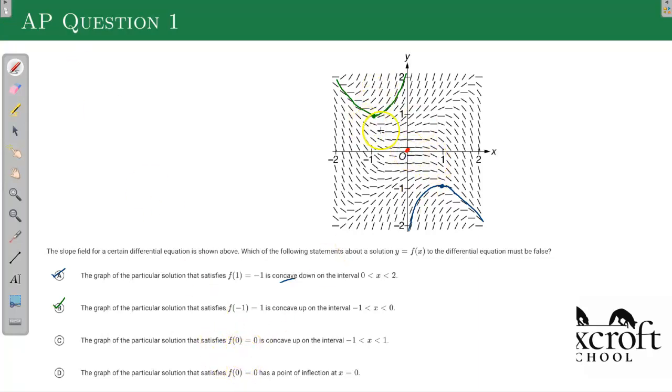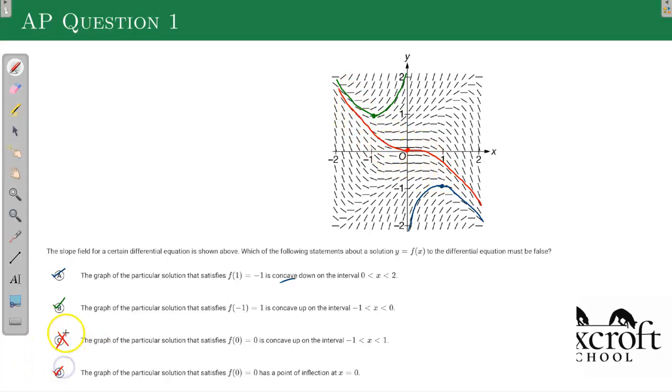So as I have 0, 0, as I go to the left, these lines are pushing me slightly up, and I go like that. And as I go to the right, these lines are pushing me down, and I go like that. So is it concave up from negative 1 to 1? No, because it switches to concave down there. Does it have a point of inflection? Yeah, it kind of switches from being concave up to concave down.